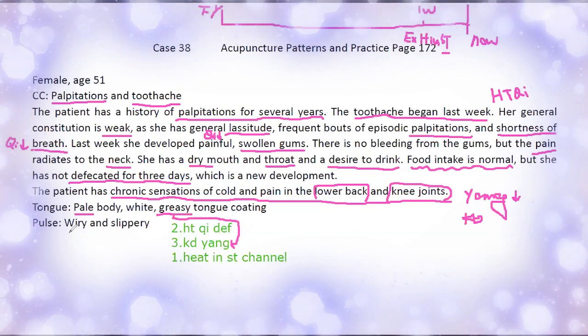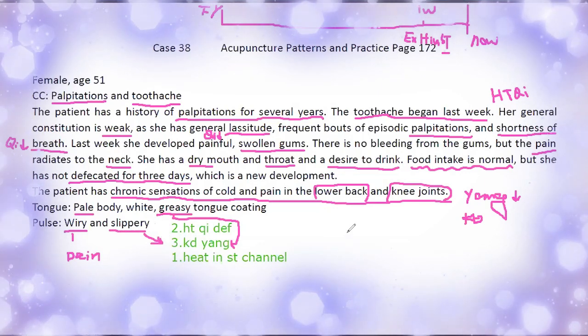And for the pulse, the wiry pulse can come from pain, or from phlegm or dampness, or also from the liver. But for these patients we don't see signs coming from the liver, so it comes from the painful situation, because of the gum pain. And the slippery pulse is similar to the greasy tongue coating, so we are still thinking it comes from yang deficiency. That's basically it for this pattern. Any more discussion on the pattern part or symptoms here?